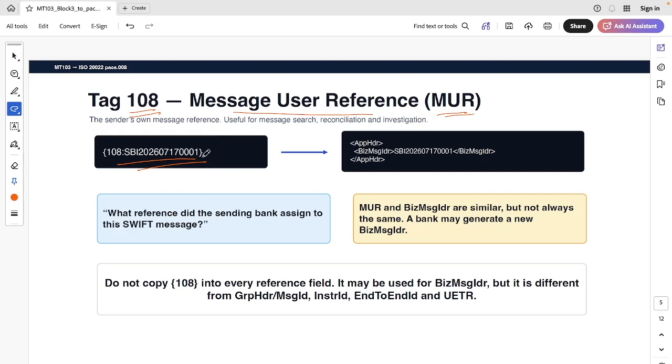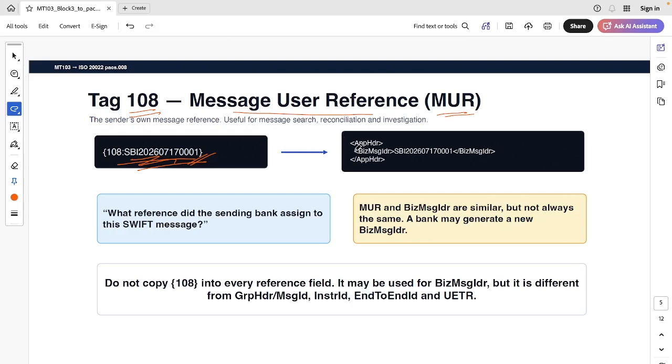This is a reference assigned by the sending bank to identify the SWIFT FIN message. We can think of it as the bank asking: what internal or operational reference have I assigned to this particular message? This reference can be useful for message searching, reconciliation, operational investigations, acknowledgement matching, and exception handling. For example, if the receiving bank reports that a message cannot be processed, the sending bank may use this MUR to locate the original FIN message in its payment or messaging system.